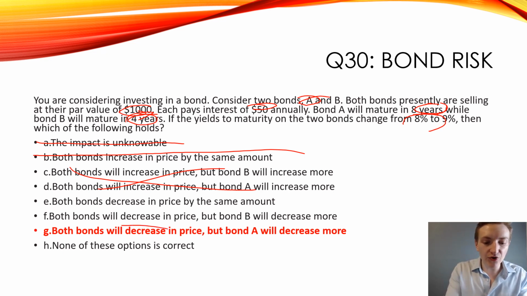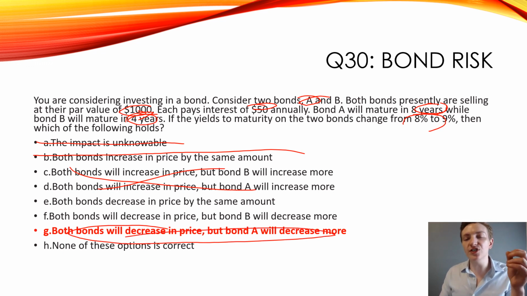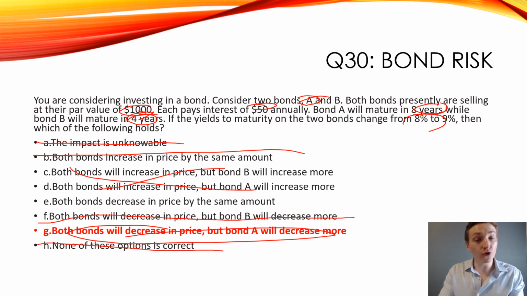Therefore, both bonds decrease in price, but A is going to decrease by more. Therefore, F is tautologically wrong, and H is therefore tautologically wrong because of what we've just talked about. So that's how we'd go about approaching bond risk.